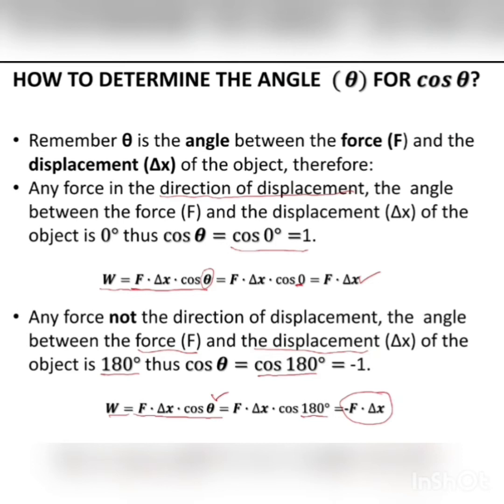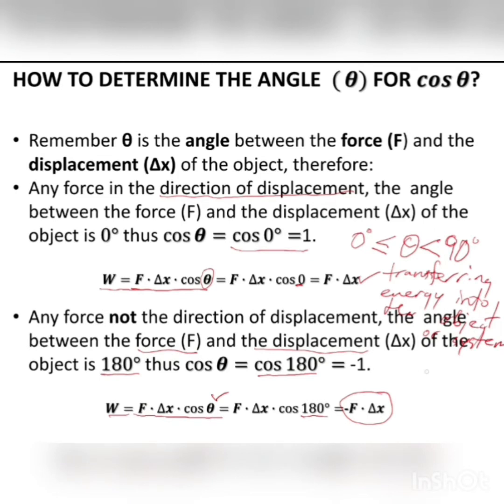Now, the negative work that we have there, we'll deal with it later on. However, again, we should note the following. Whenever you have an angle that is greater than or equal to 0 degrees and less than 90 degrees, for that particular angle, we are going to be transferring energy into the object or into the system.